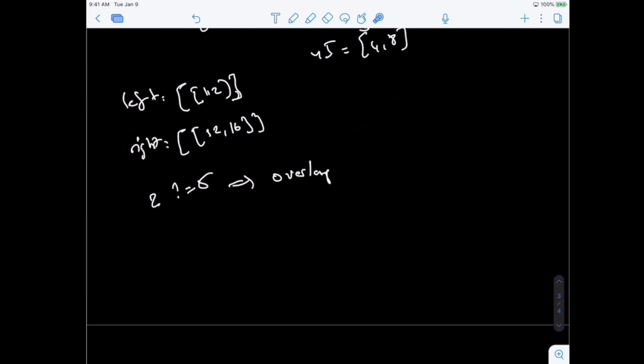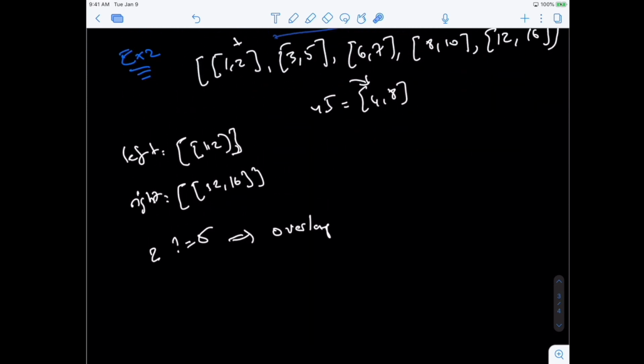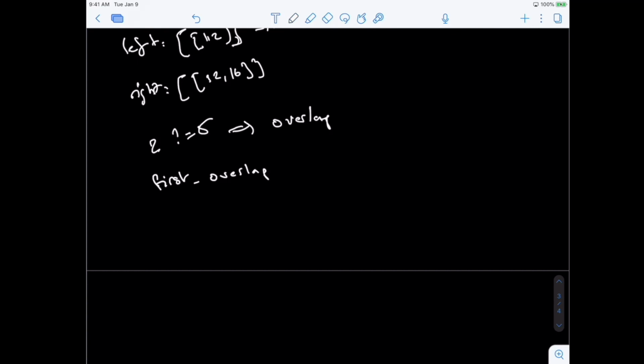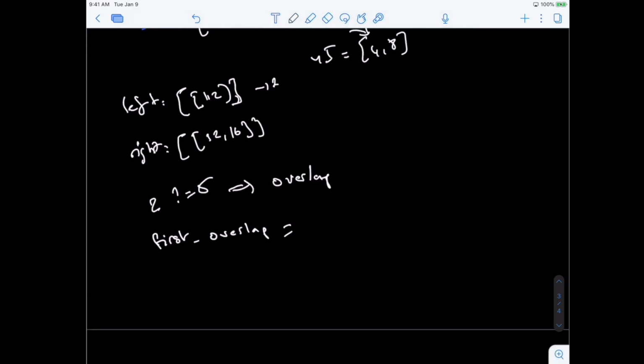And so how do we do that? We need to take the first overlap. What is the first overlap value? The first overlap interval is going to be just the length of left. So the length of left is 1, and so it's this position here. And exactly, that's the first overlap. So according to our rules, the first overlap is going to be 3, 5.